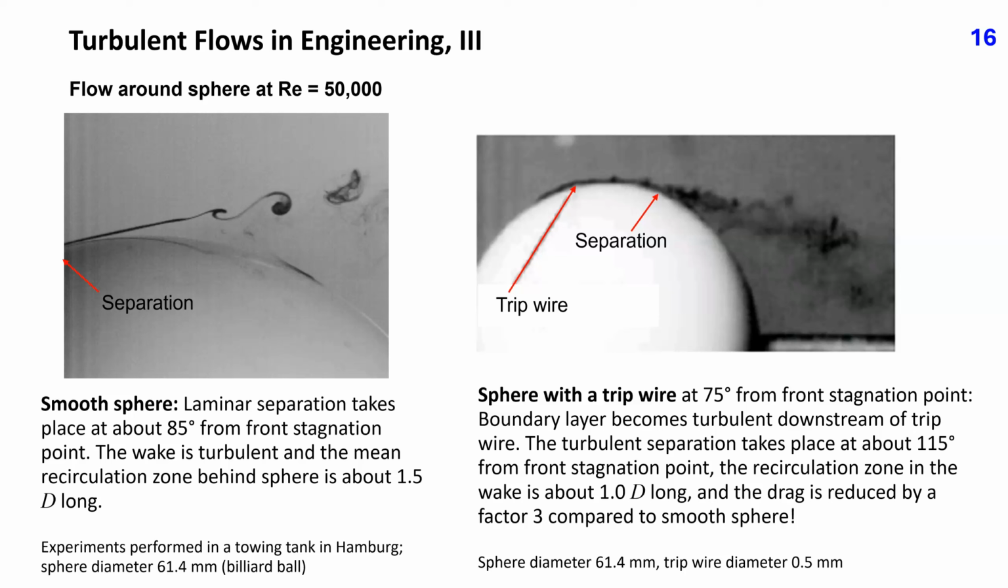The shear layer after separation on the trip wire becomes turbulent, and this leads to the boundary layer downstream of the trip wire becoming also turbulent. The turbulent boundary layer stays attached to the sphere surface until about 115 degrees from the front stagnation point, which leads to a much smaller recirculation zone behind the sphere. It is only about 1 diameter long. As a consequence, the drag is 3 times lower than for a smooth sphere.